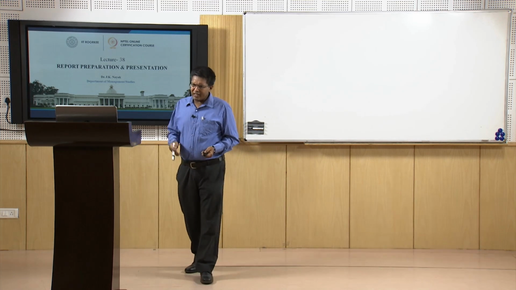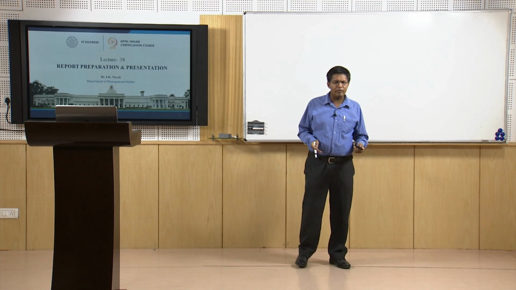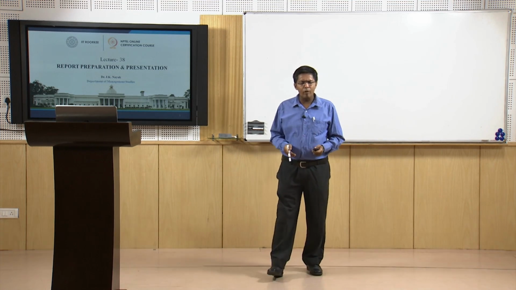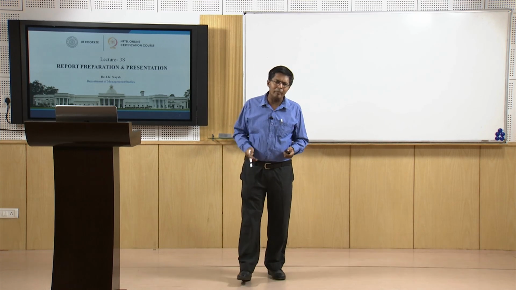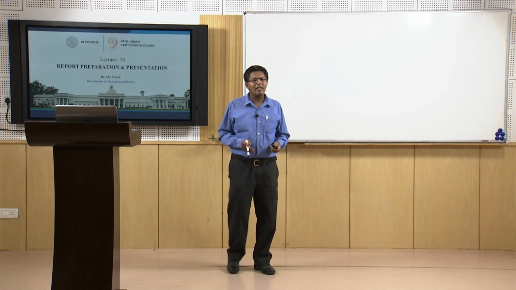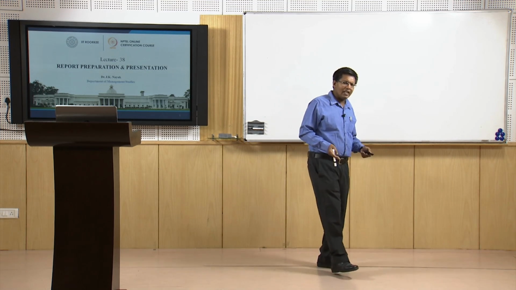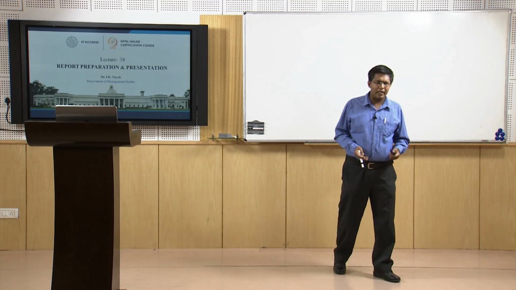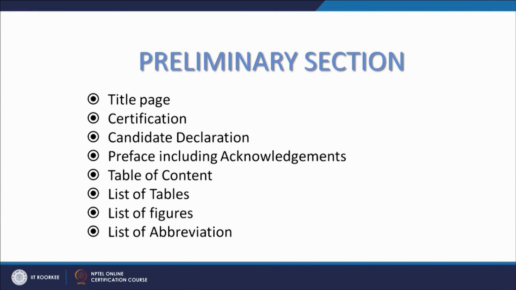Okay. So, the three stages are the preliminary, that is the preface pages, the text of the report, which is the main body of the report, and the reference material that you have used. When you make a report citing the work of others, it is extremely important to acknowledge them, otherwise there is a chance that you might be sued for plagiarism, but beyond that it is not wise or honest to do that, right. First, the preliminary section. The preliminary section consists of these things.